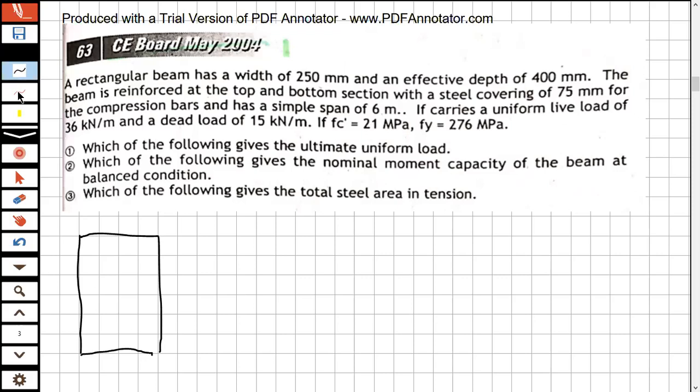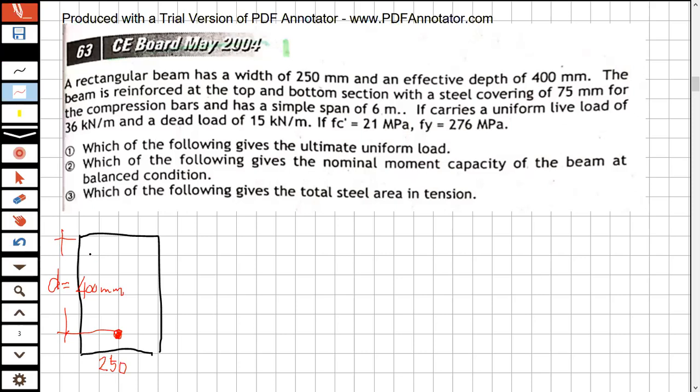So you have here 250. And then you have effective depth. Andito yung reinforcement. From here to here, the effective depth, which is given to be D equals 400 millimeter. Okay. Now, the beam is reinforced at the top and bottom section with steel covering of 75 millimeter.